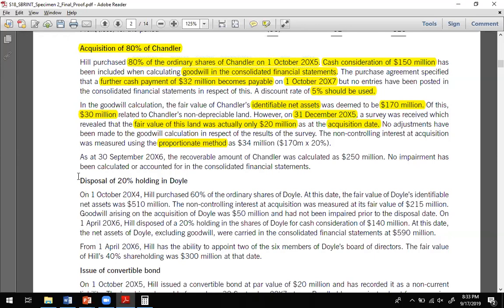Now the question further says that as at 30th September 2026, the recoverable amount of Chandler was calculated as $250 million, and no impairment has been calculated or accounted for in the consolidated financial statements. Now, this is something which is very important, and we're going to discuss this in detail on a separate sheet on one note.